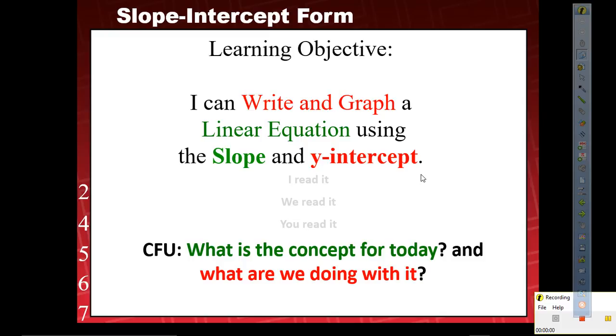Write that on the bottom left of your Cornell notes. You do need a Frayer model. Inside of the Frayer model, we're not going to write linear equations because we already have one for that. What I want you to write inside is slope-intercept form. And if you have colored pens, do slope in green, intercept in red.